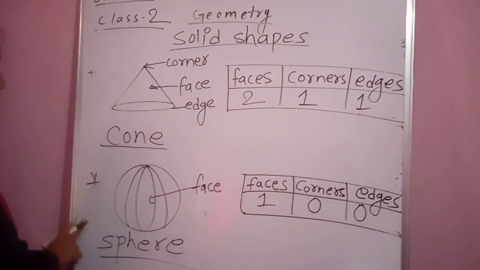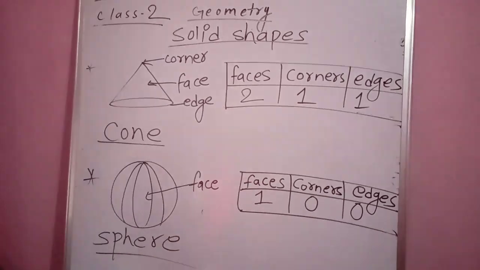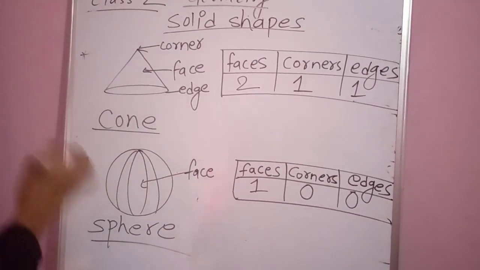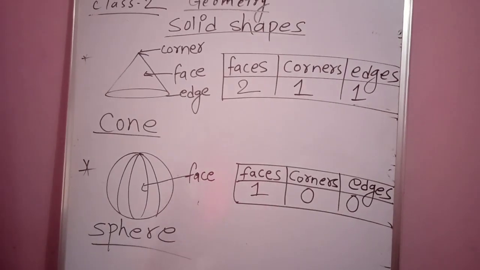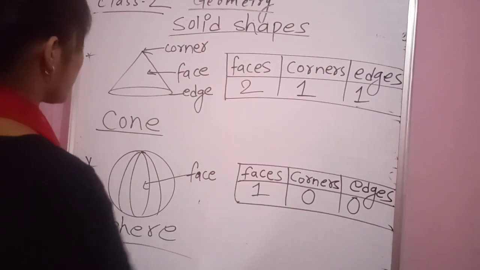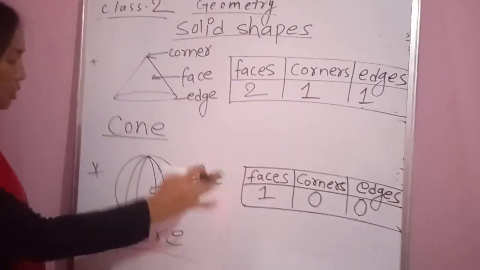Now the last solid shape is the sphere, S-P-H-E-R-E, sphere. So now how many faces, corners and edges does it have? It has 1 face, 0 corners and 0 edges, and this part of the sphere is called the face, and it has no corners and edges.